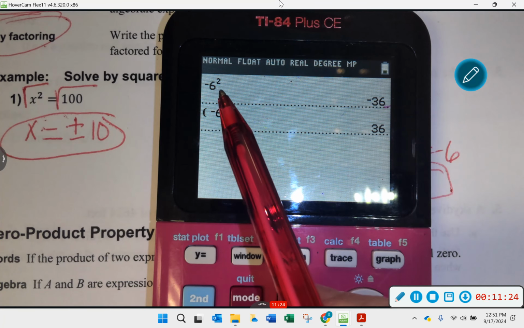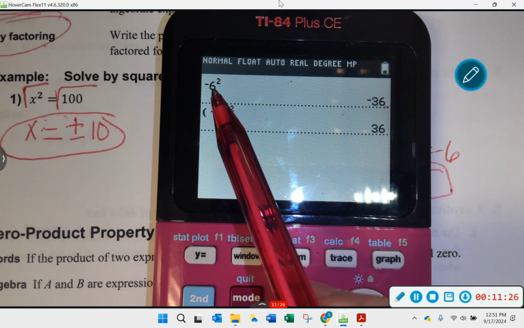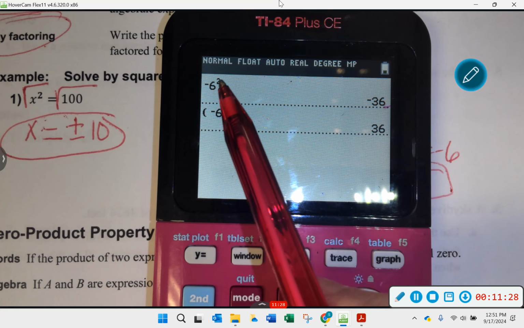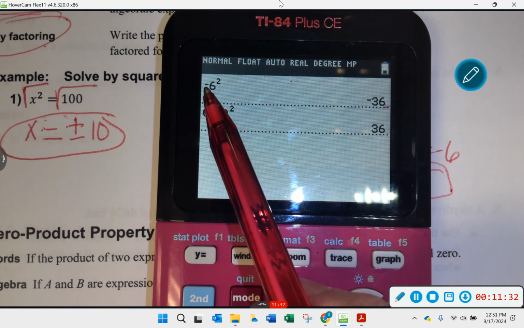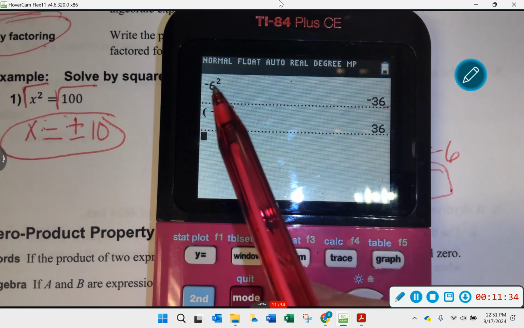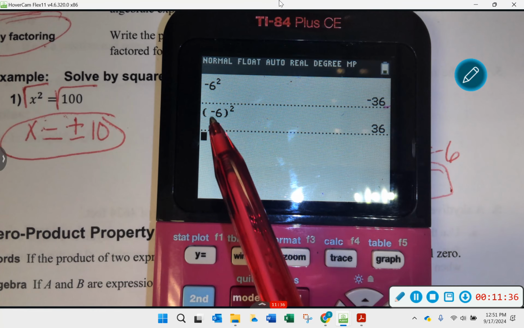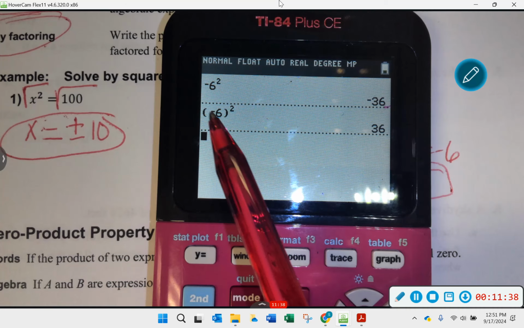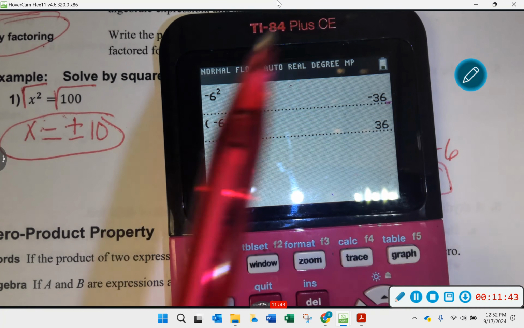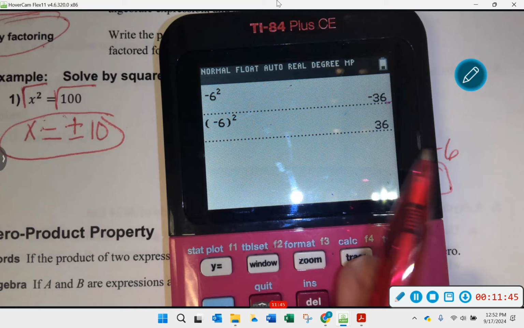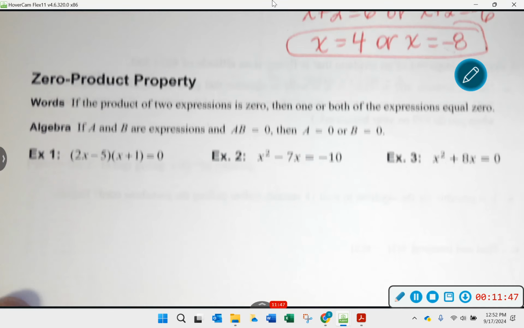Good. Harper's right. What it's doing here is it's actually doing 6 squared because it always does exponents first, and then it thinks it's times negative 1. So it's following order of operations. It's doing it right. So if we want the whole quantity of negative 6 to get squared, it has to be in parentheses. Just keep that in mind. If you ever want to square a negative, you have to use parentheses.